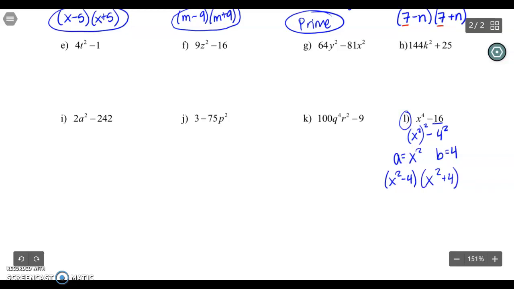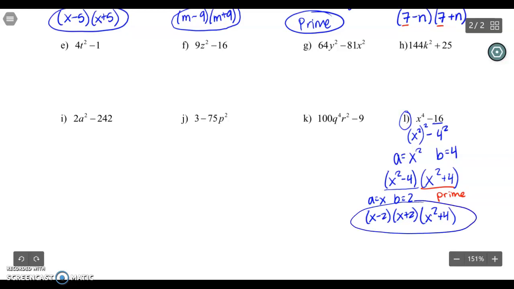Okay. Now it's tempting to be like, hey, I'm done. I finished it. I factored using differences of squares. You actually have one more step here. If you look at this first set of parentheses, x squared minus 4, that is also a difference of squares, where A is equal to x and B is equal to 2. So I can factor that first set of parentheses down to x minus 2 and x plus 2. Okay. Remember, the second set of parentheses is a sum of squares, so it's prime. So we can't factor it any further, so it's just going to be part of our final factored form. Okay. And that is going to be the final answer for that one.